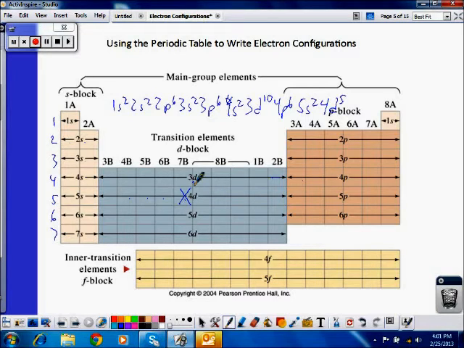And then down here we have our Fs, the inner transition metals, which again, those plug in down here. And it actually goes S, F, D, P, and actually it isn't even that straightforward because it goes S, F, D, F, D, F, D, F, P. So we're not really going to worry about what's happening down here. But you need to be able to write an electron configuration, and the quickest way to do that is to use the periodic table.